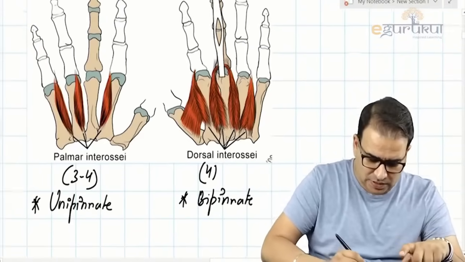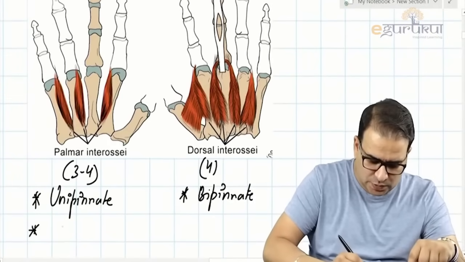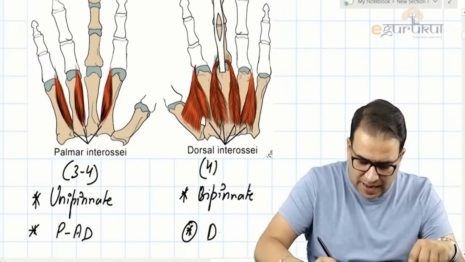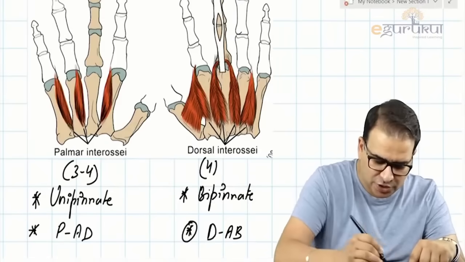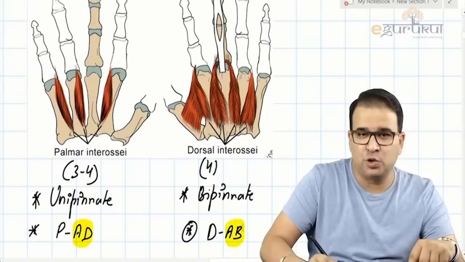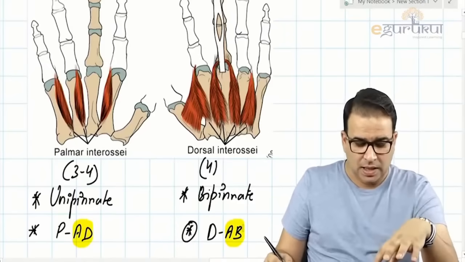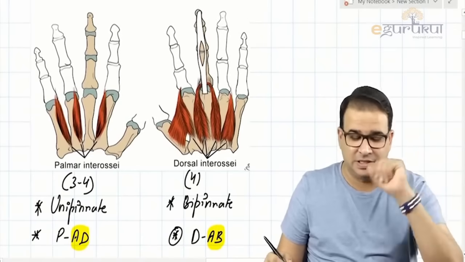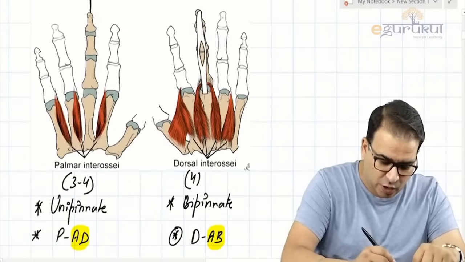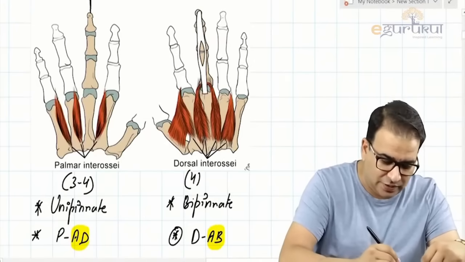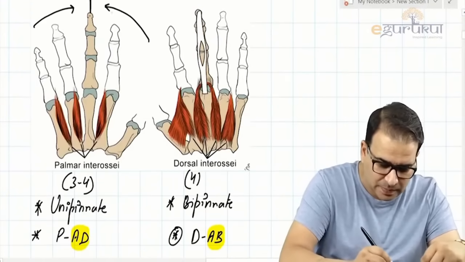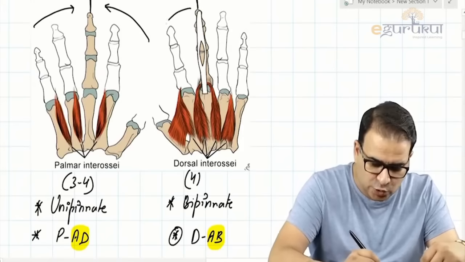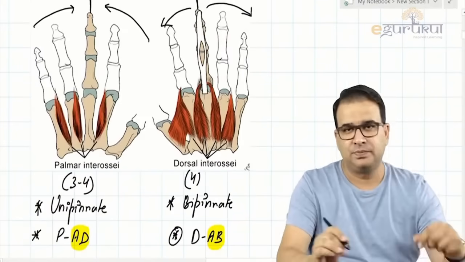Well, one famous mnemonic for the interossei is PAD and DAB. That's how we remember them. That means palmar interossei, the function is adduction, and dorsal interossei action is abduction. And when you talk about adduction and abduction in the hand, we obviously consider the middle finger as the principal digit here. So if this is the middle finger, the action of palmar interossei is to bring the other fingers close to the middle finger in this manner. And because dorsal interossei is for abduction, the function of the muscle is to take other fingers away from the middle finger.